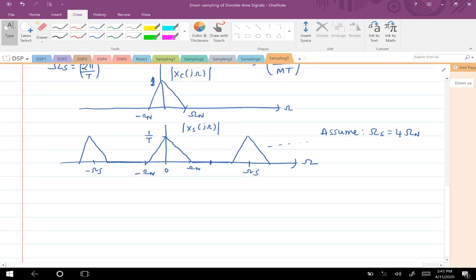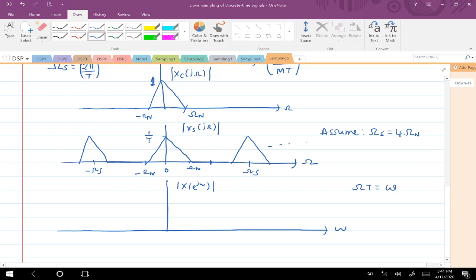Now let me move to X of e power j omega, the magnitude of X of e power j omega. What would happen here? There is only scaling that would happen in the x-axis. So what was the relation there? Omega times T is equal to omega.